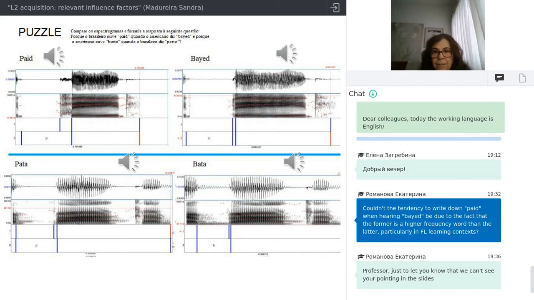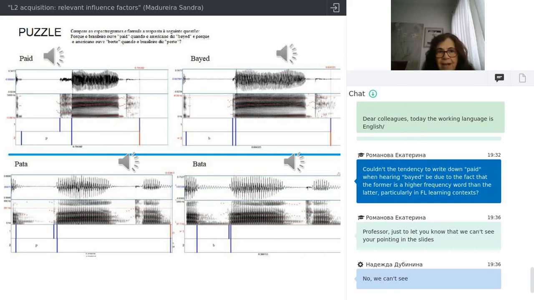But okay, I'm going to show. Please see if it's okay now, if you can see my pointing on the screen, because here you see Portuguese. Can you see me? This is the interval in which the vocal folds are vibrating for the B in bata. This part here. And then, no, you can't see. It's okay.